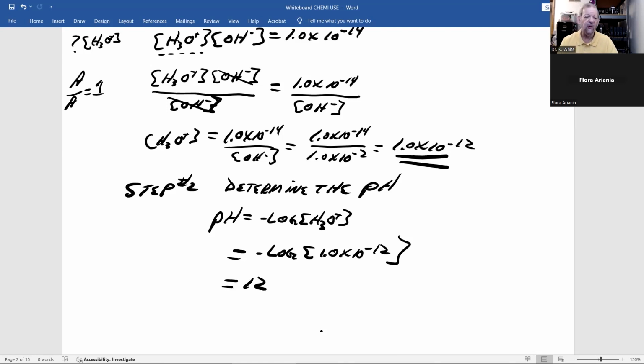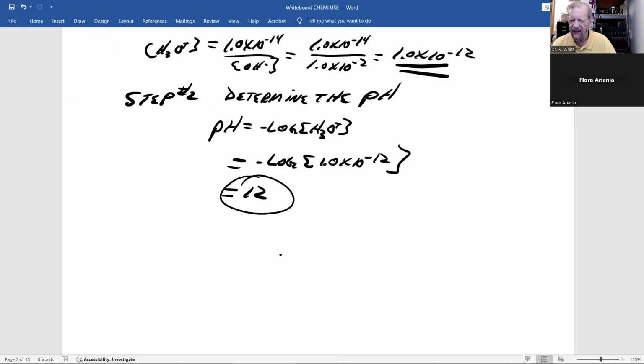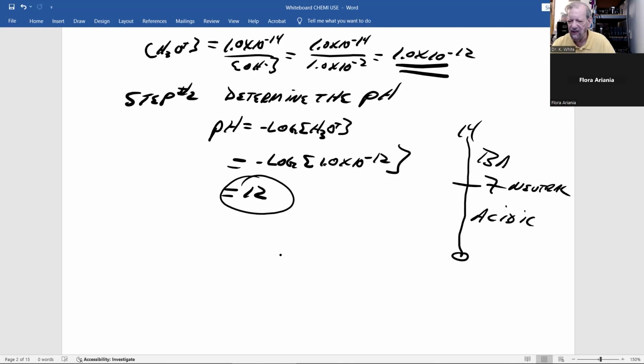So we have the pH now. And the question is, is it acidic, basic, or neutral? And again, you should know this chart. At 7, you have a neutral pH or solution. Below 7, it's acidic. And above 7, it's basic. And hopefully you all know 12 is greater than, or above, 7. So this is basic.